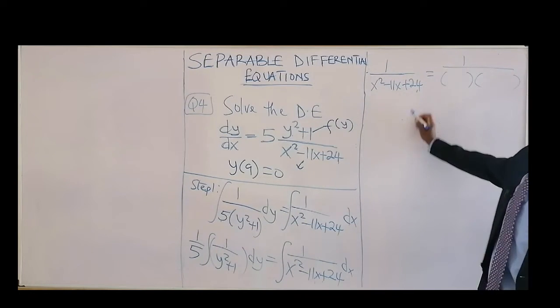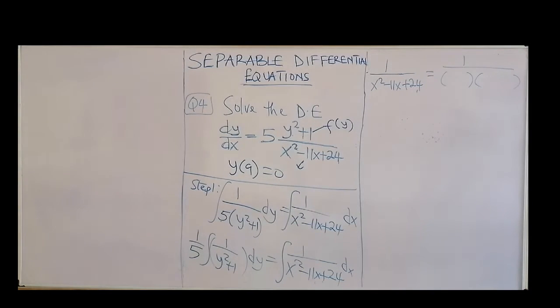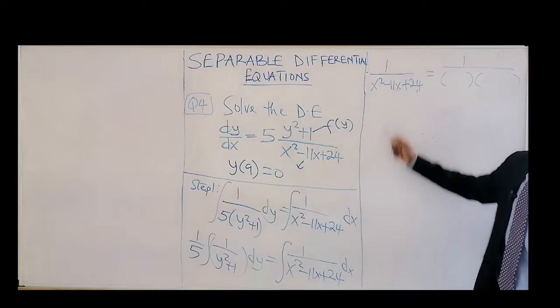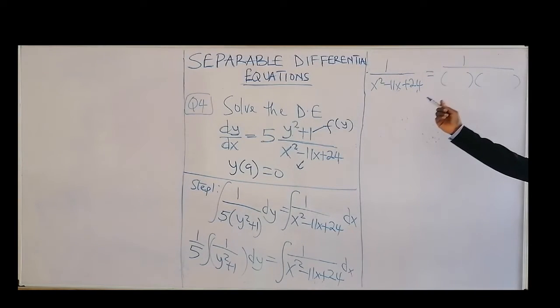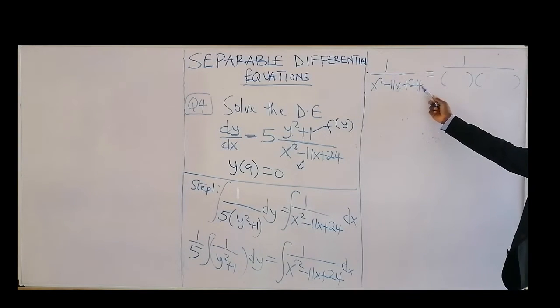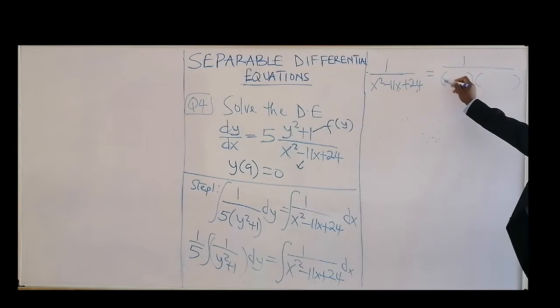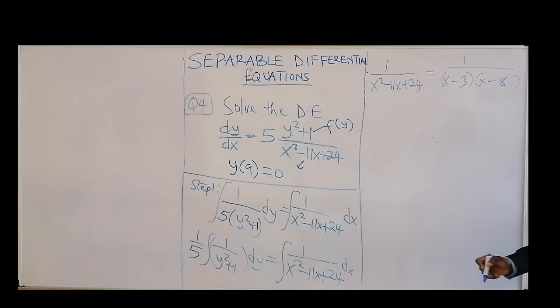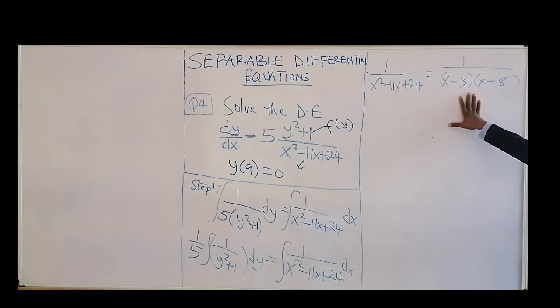Factors of 24 could be 12 and 2, but 12 and 2 can never give us 11. Out of 8 and 3, 8 and 3 will give us minus 11: minus 3 minus 8. When you multiply those two factors together, you get back your plus 24. So put one x here, put 1 here, minus 3, minus 8. Once we are able to factorize the denominator, then it will lead to partial fraction.